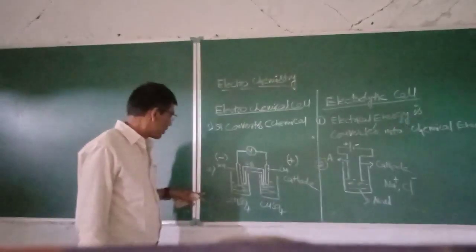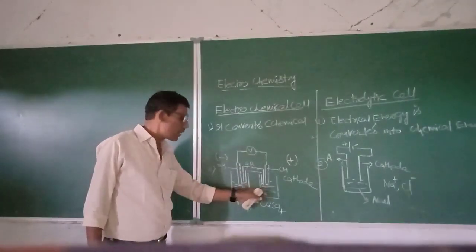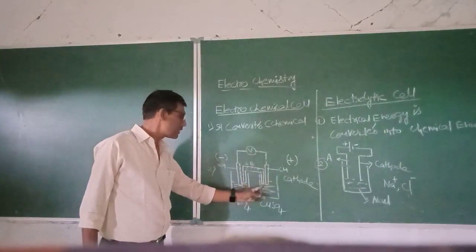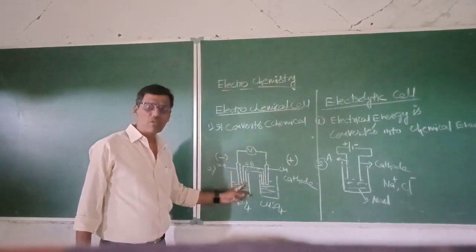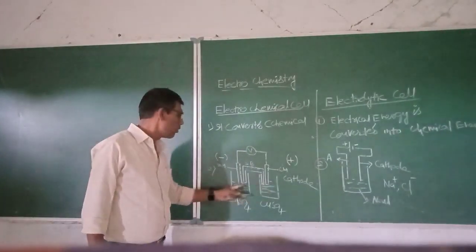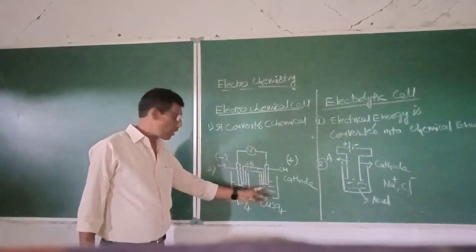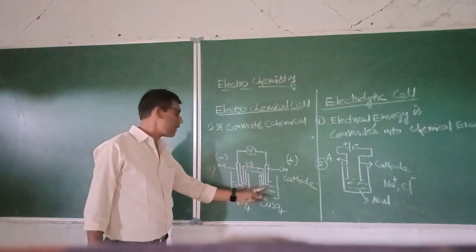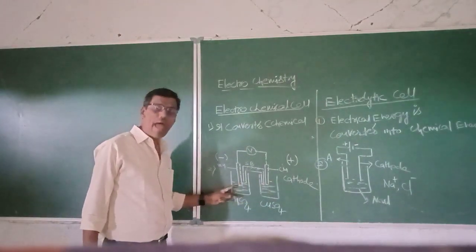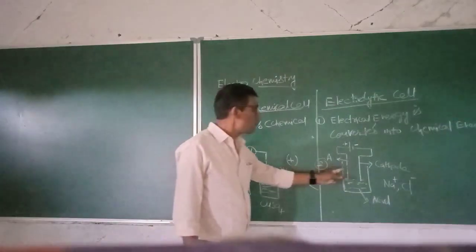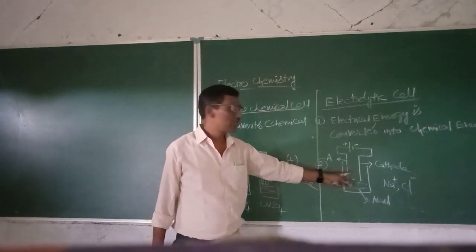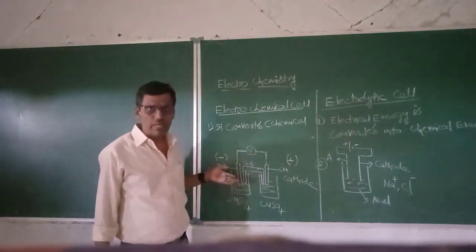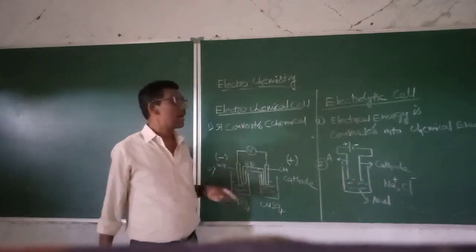These two electrolytes are internally connected by a salt bridge. This arrangement is called a salt bridge. It allows the ions to move from one half cell to the other half cell. The negative ions will move from the cathode compartment to the anode compartment, so the salt bridge is used for that. Whereas we don't use a salt bridge in the electrolytic cell. So these are some important differences between electrochemical cells and electrolytic cells.